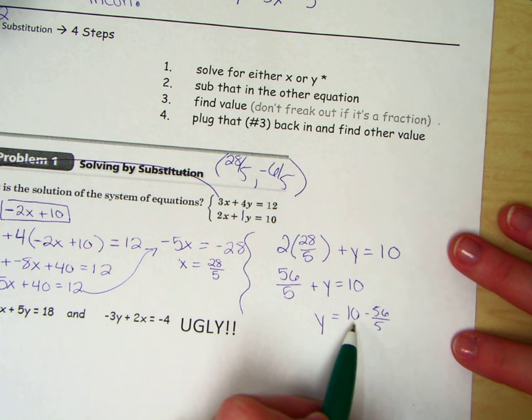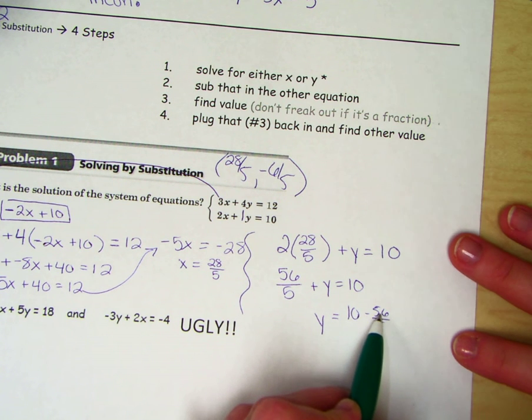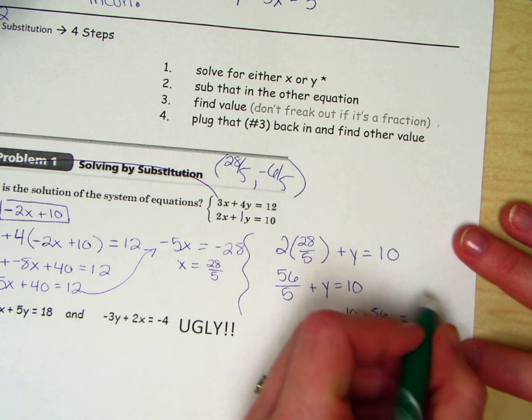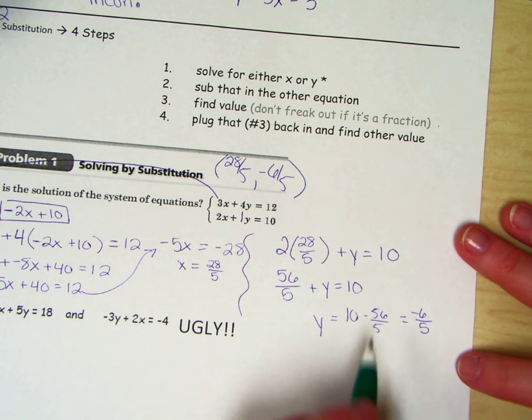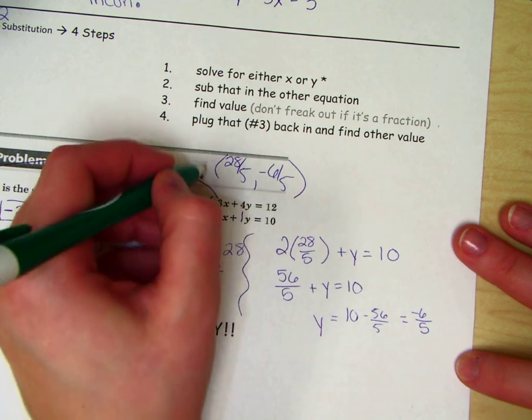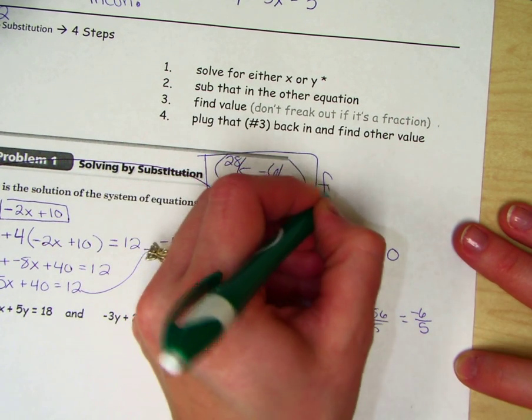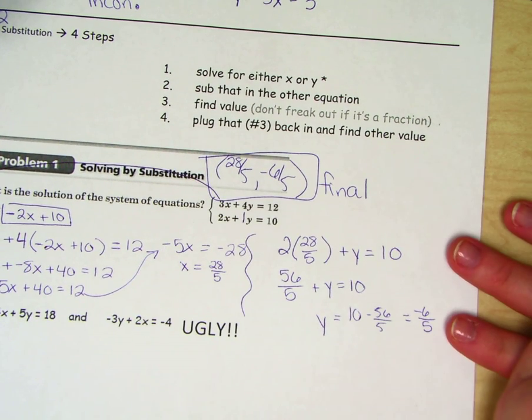You should remember that 10 as a fraction over 5 is 50 over 5. So this is like having 50 minus 56, which is negative 6 over 5. You can see that these two answers match the final answer that I gave you at the beginning.